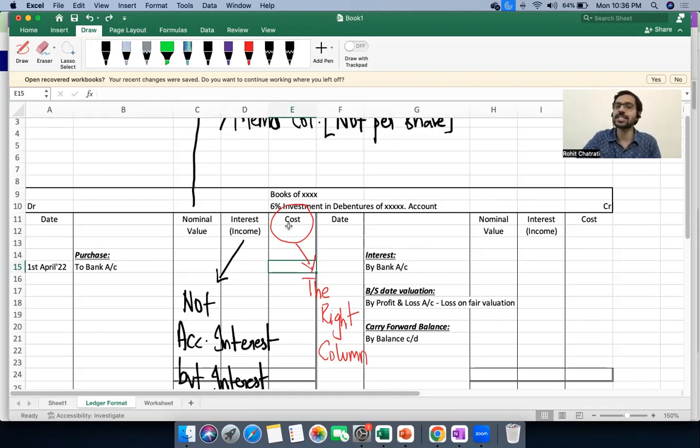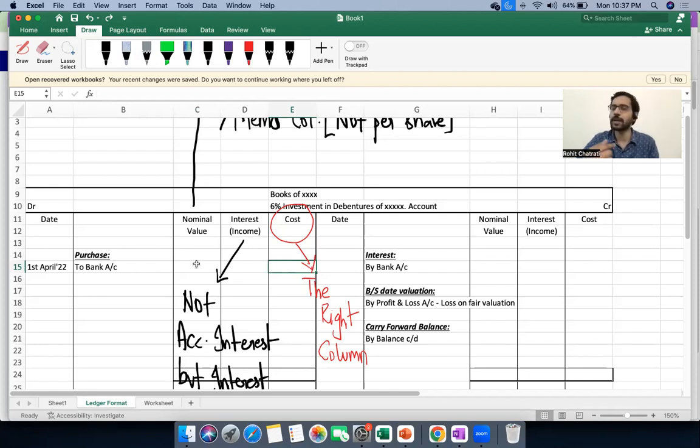All right. So this is actually your true investment column. Although the name of the column is cost, this is nothing but the true investment ledger. In nominal value, which, like I mentioned, is a memorandum item, you will write 1000 into 10, which is the face value. It will be equal to 10,000. All right. Nominal value will be 10,000. So you write 10,000 over here and you write 80,000 over here.